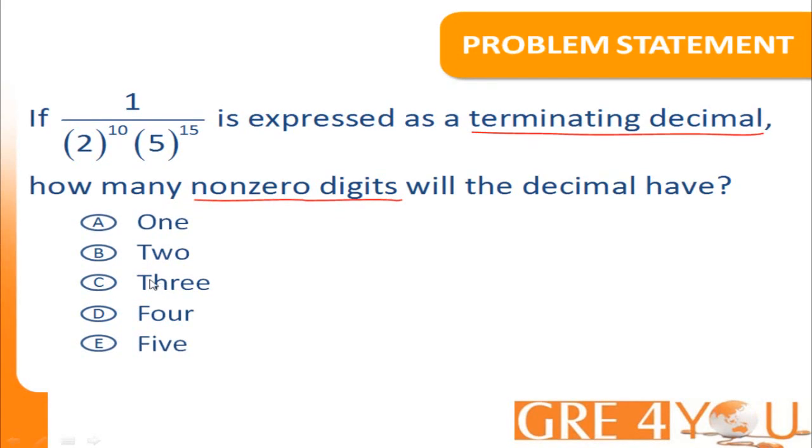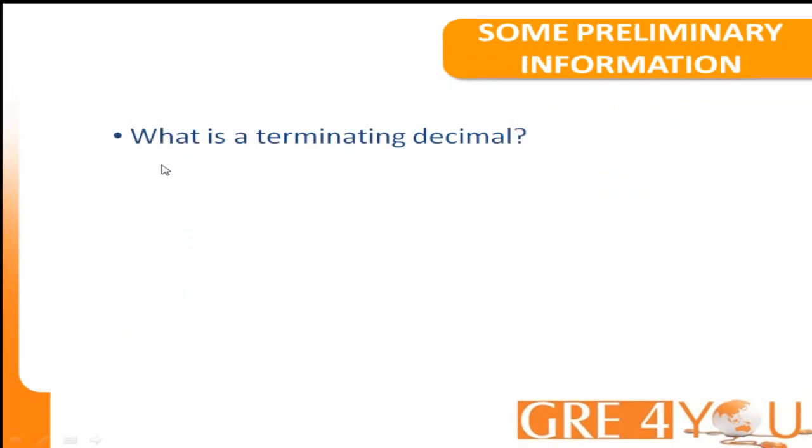Now I'm going to solve the problem a couple of different ways. The first method is a rather longer method, but the second method will be a little shorter than that. But before we jump into the problem, let's take a look at the term terminating decimal. What is a terminating decimal? The number 1 over 5 can be written as 0.2, and this is a terminating decimal. However, the number 1 over 3 can only be written as 0.333 and so on, where the 3 keeps recurring, and this is not a terminating decimal.